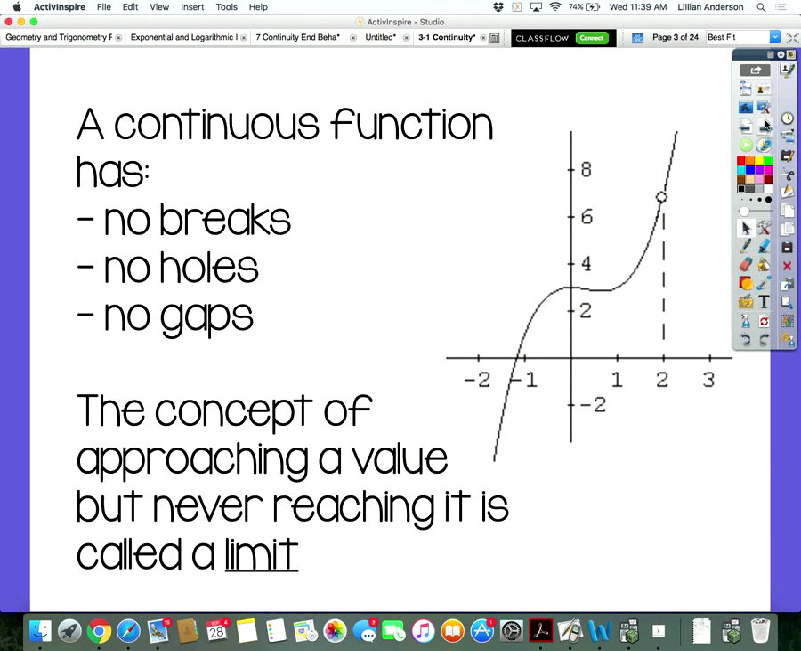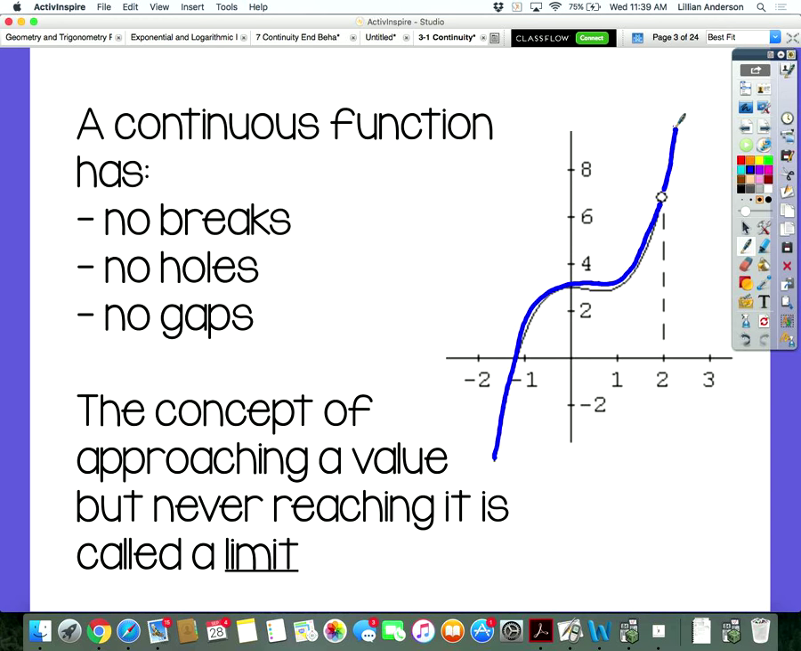If I did that here, and I tried to trace over it, starting out, I'll be okay. I'll be able to trace over it. But then in order to continue my journey, I would have to pick up my pencil to jump over the hole to keep going. So I should be able to trace over a function without having to pick up my pencil to continue tracing over it. Does that make sense? Okay.